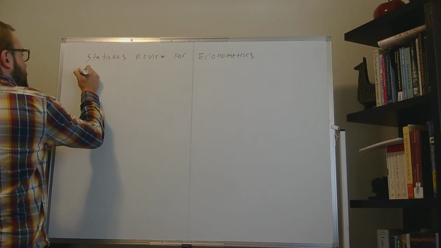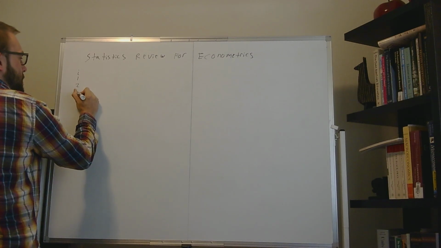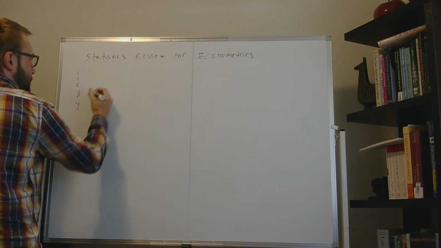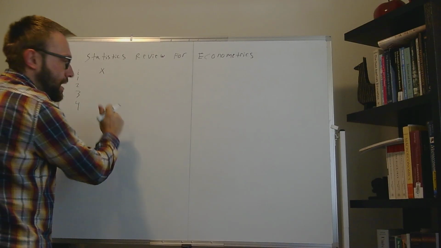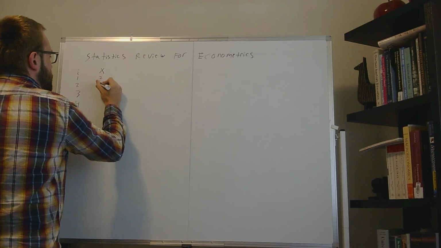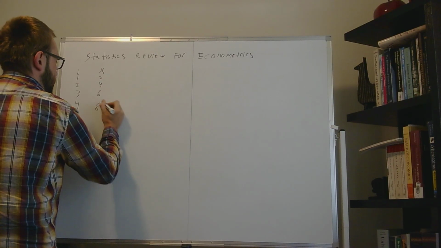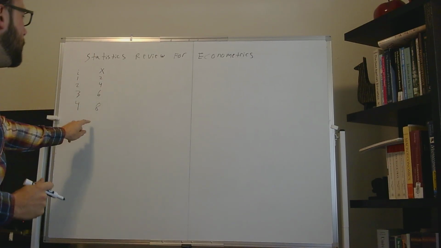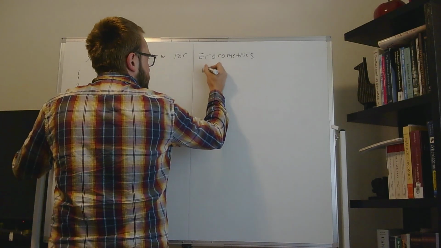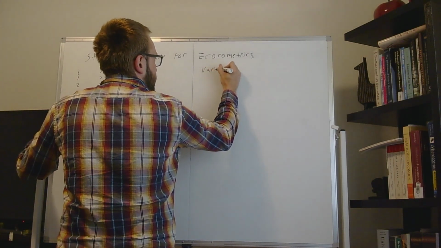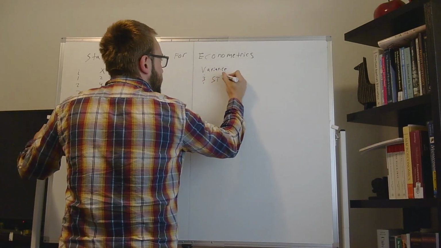So, suppose we have observations. There's observation 1, 2, 3, and 4. And then we have some associated x values with each of those observations: 2, 4, 6, and 8. And we want to know what is the variance and standard deviation, and I'll just abbreviate standard deviation.